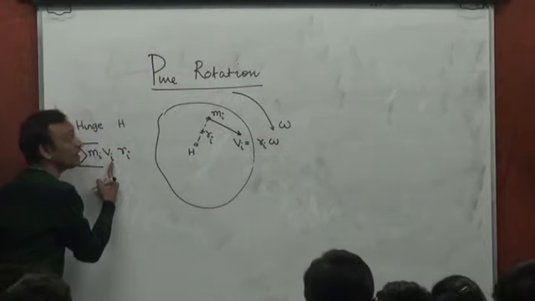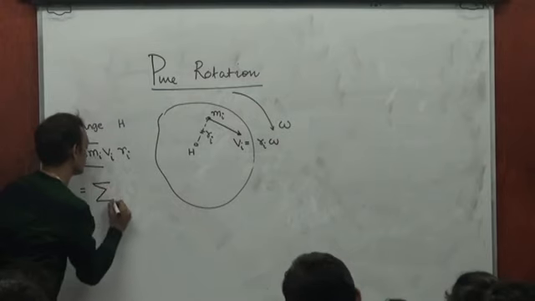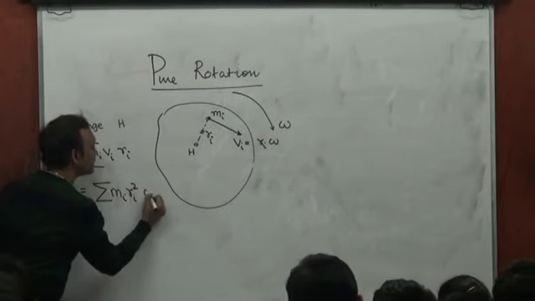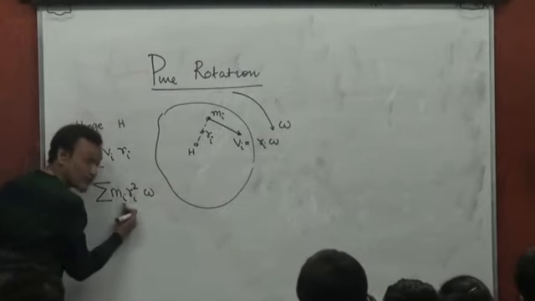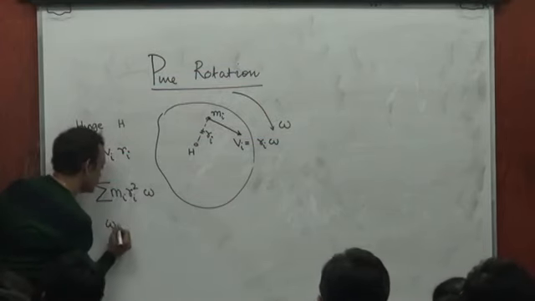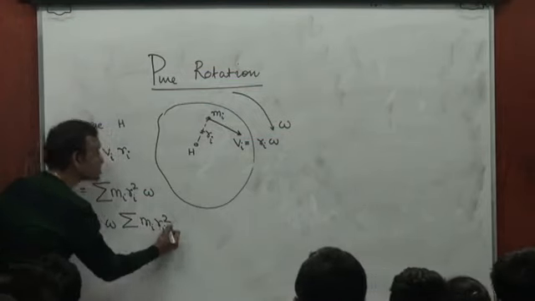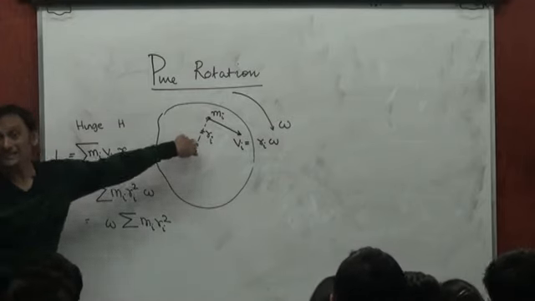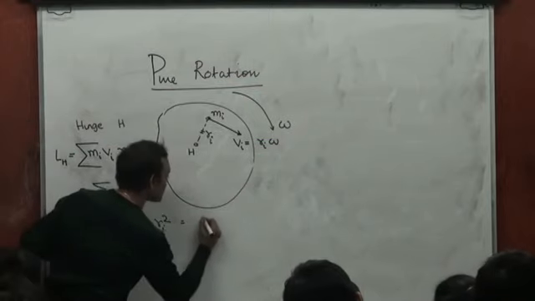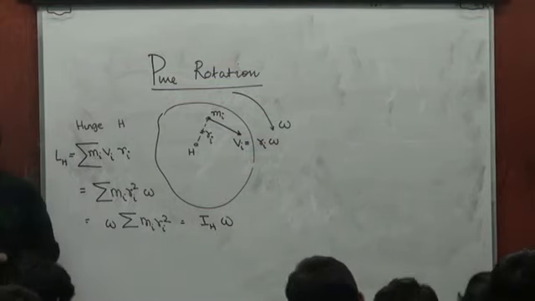What is Vi? Vi is Ri omega. Writing Vi as Ri omega, we get Mi Ri squared into omega. But omega is the same for all i, so omega comes out, and then we have the summation of Mi Ri squared. But Mi Ri squared is what? Mi Ri squared is the moment of inertia about H, right? So then this is I about the hinge into omega.